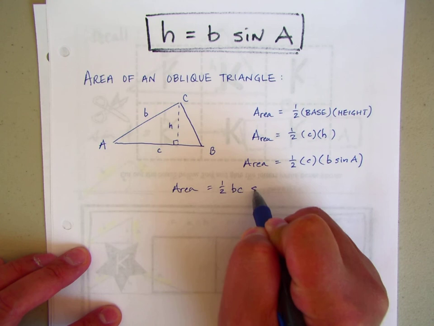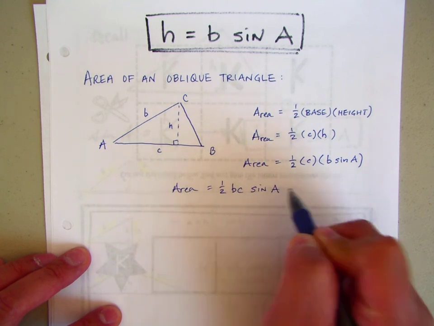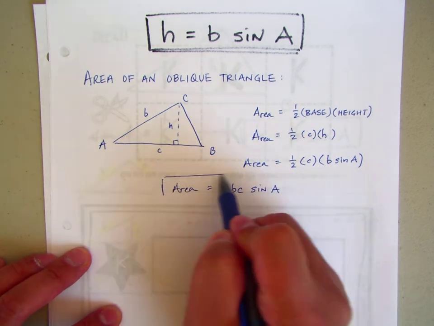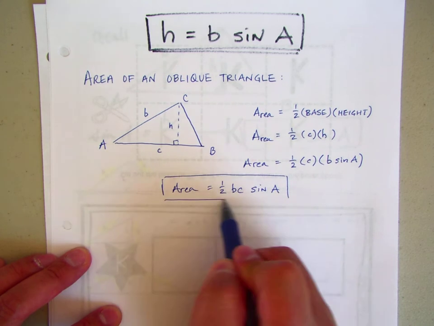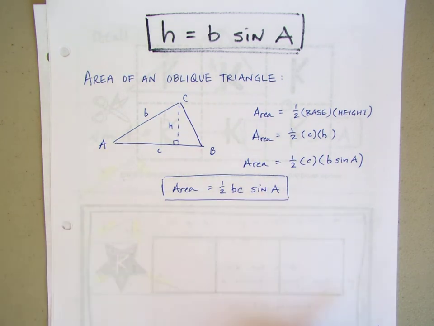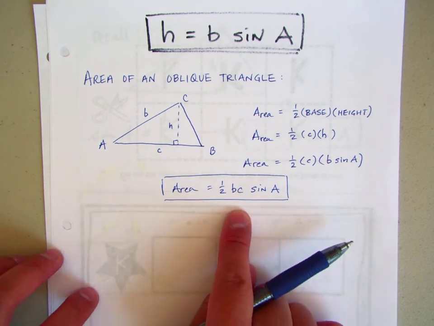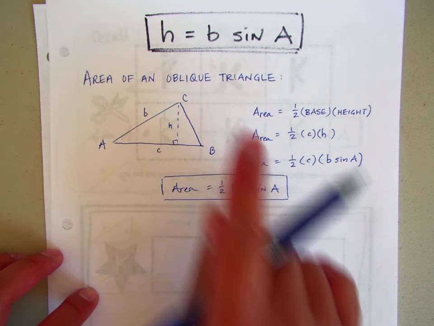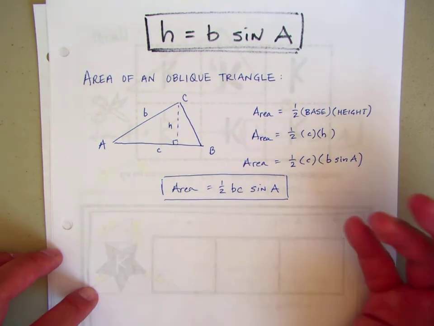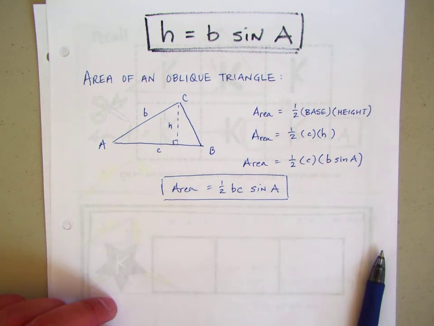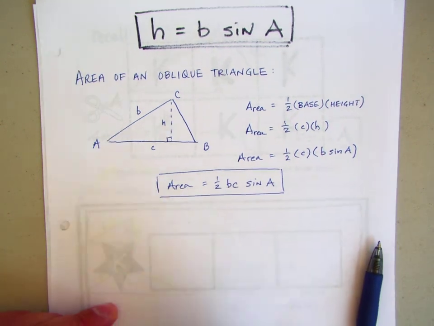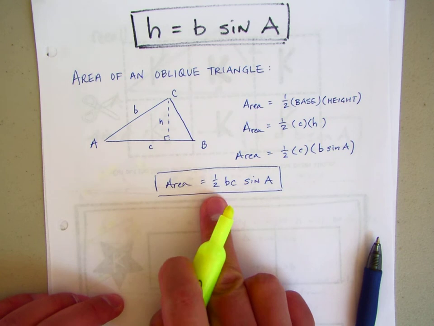Now it might seem a little difficult to remember this. In just a second, I'll give you an easy way to remember it. Now, there are actually two other ways that this formula can be written, and it depends on what you're given. What you need to see is we have 1/2, right? We remember 1/2 from 1/2 base times height. You'll notice BC sine of A.